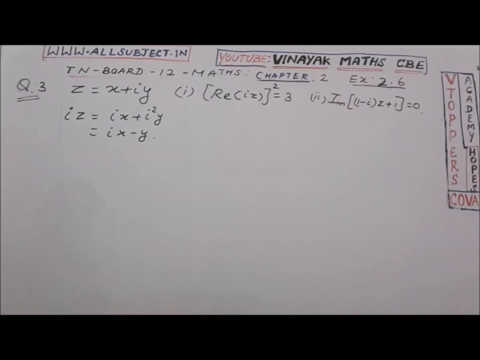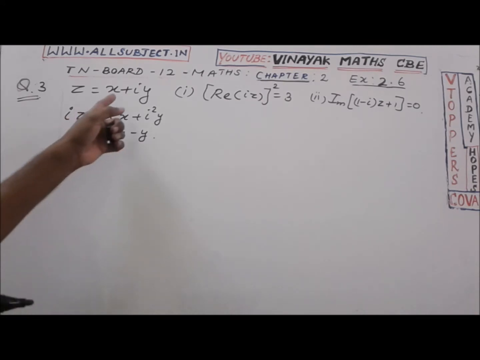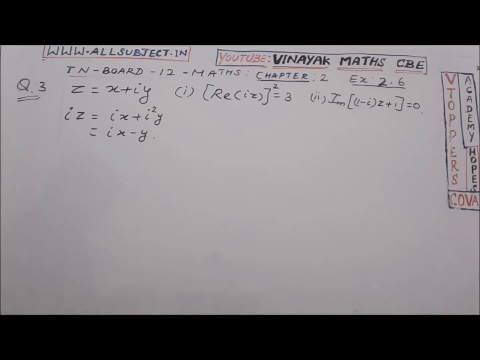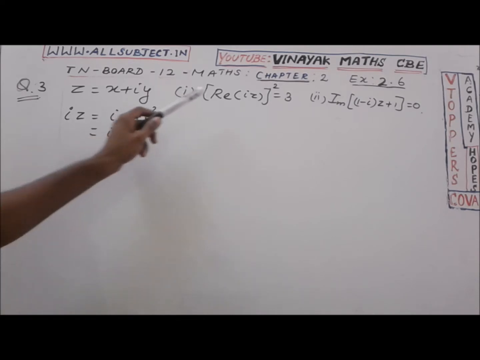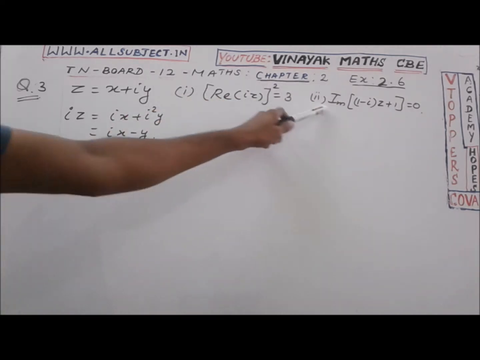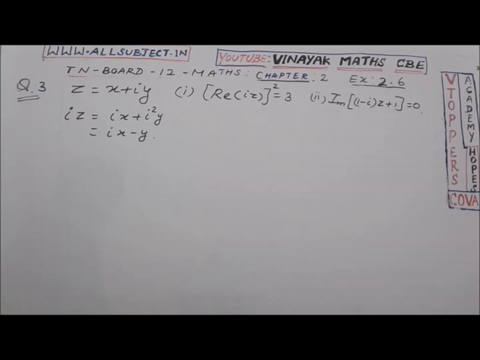Question number 3. Given z equal to x plus iy, obtain the Cartesian form of the locus of z equal to x plus iy in each of the following conditions. There are 4 conditions. I have written only 2. The next 2 we will do after this.